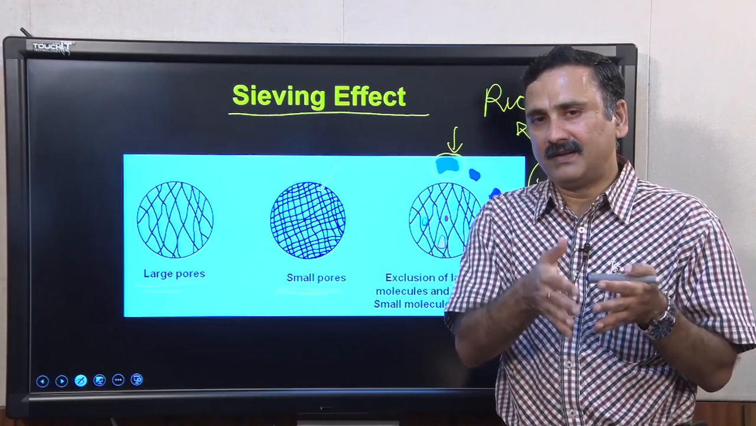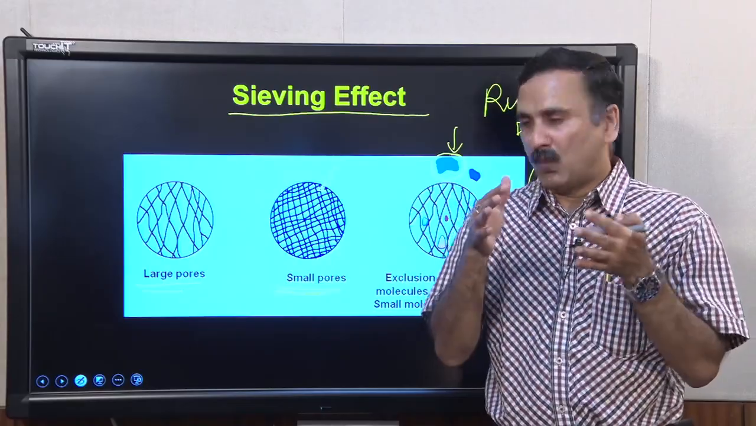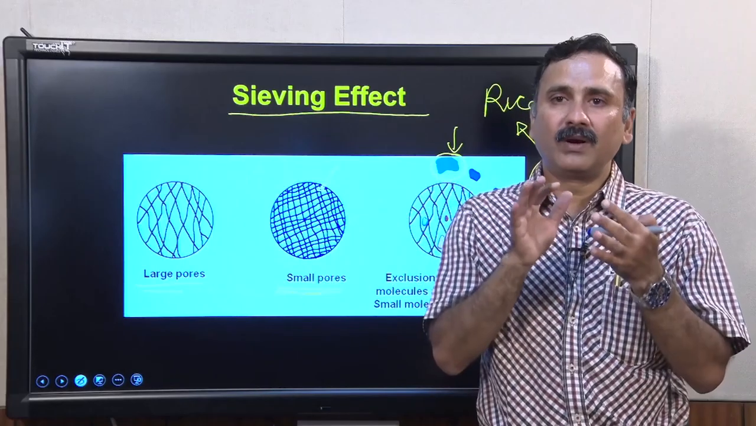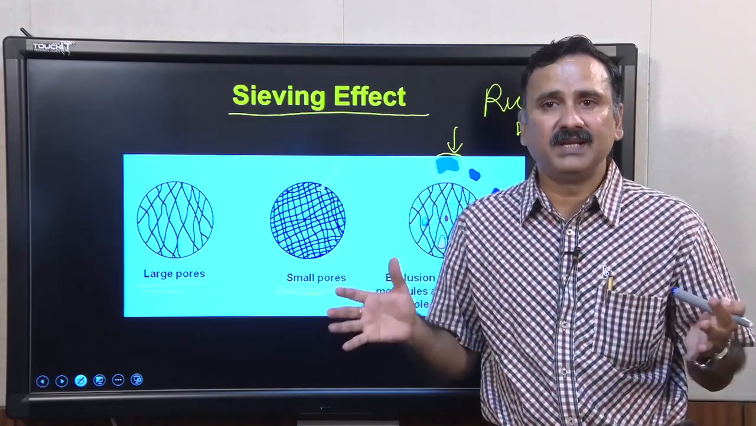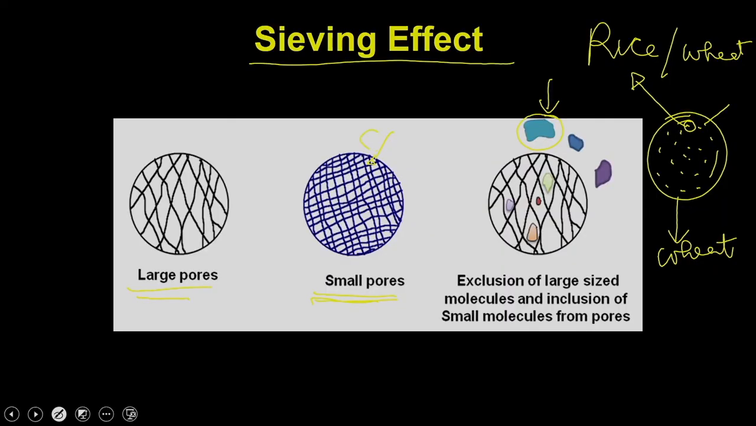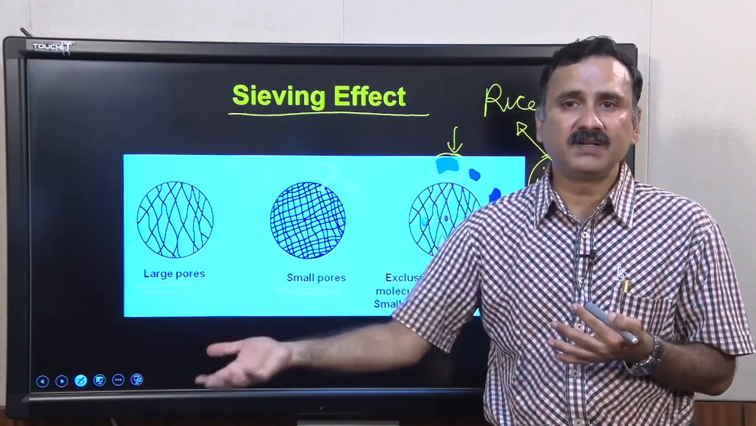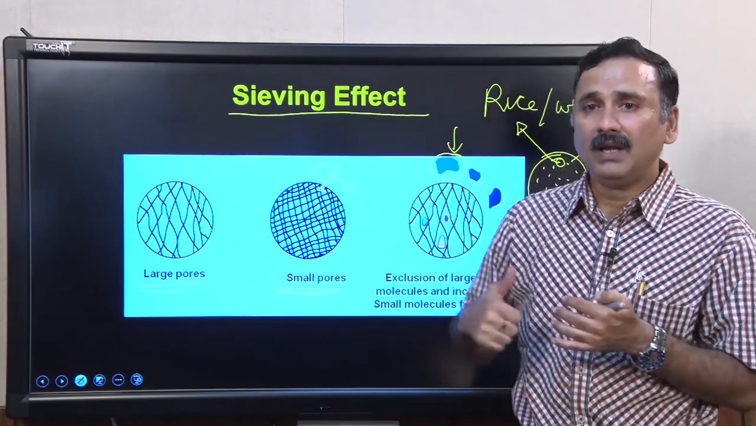Let's understand this in a more elaborate way. Once you have small pores, the pores are good enough to retain the small sizes, but they are not good enough to retain the large sizes. So the large sizes are going to be excluded from these beads. That's how the large sizes come out first, and the small sizes are retained in the beads and come out later.